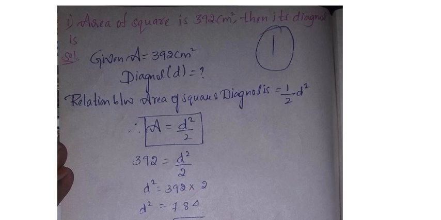If you see problems like this anywhere, what you should do first is write whatever data they have given in the question. Here they gave area, so I wrote area. They are asking us to find the diagonal, so I write diagonal equal to how much. Next, your main job is to see which type of quadrilateral they have given, and write the formulas you know based on the square.